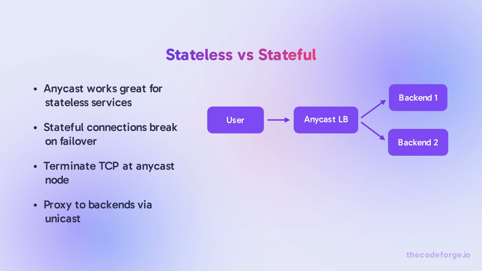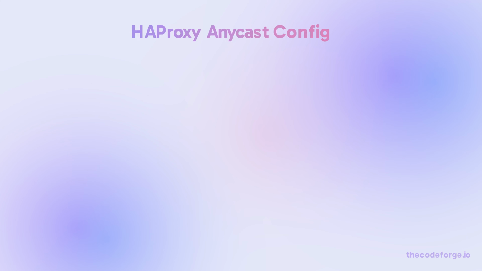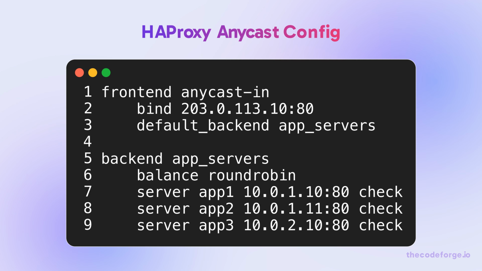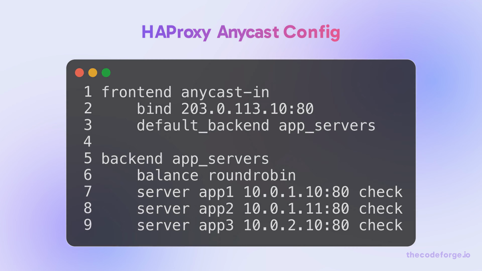Anycast is ideal for stateless services like DNS or HTTP redirectors. For stateful services, terminate TCP at the Anycast load balancer and proxy to backend servers using unicast. This avoids connection resets during failover. This HAProxy config binds the Anycast IP on port 80 and load balances to backend servers via unicast. The Anycast IP is advertised via BGP from this load balancer, providing regional routing and failover.